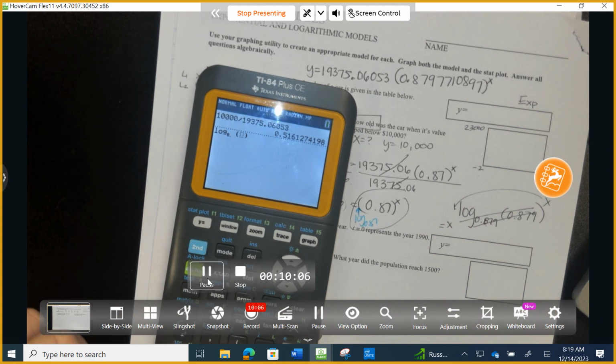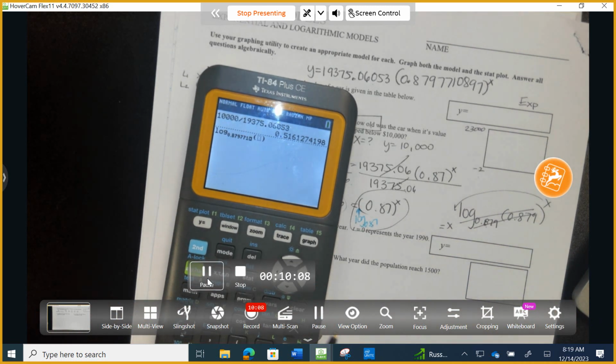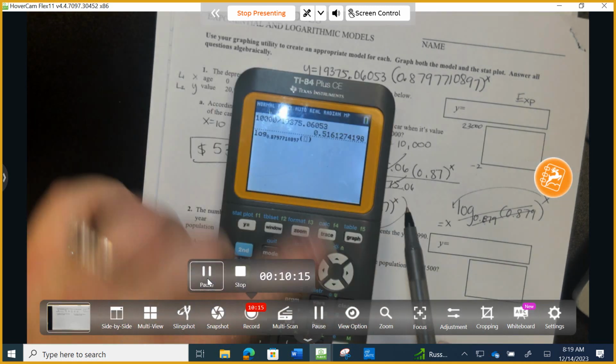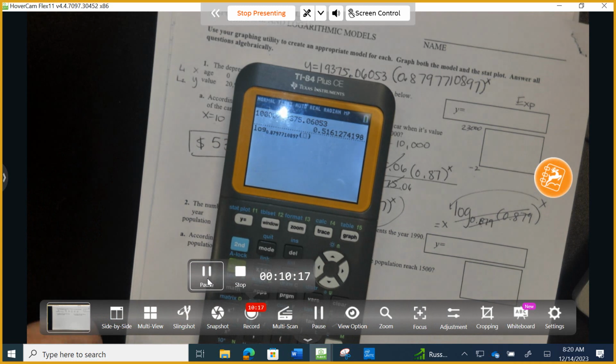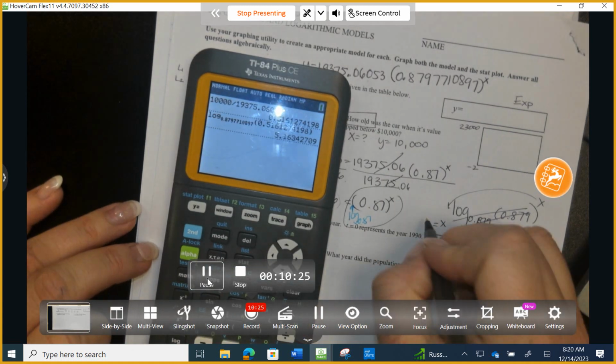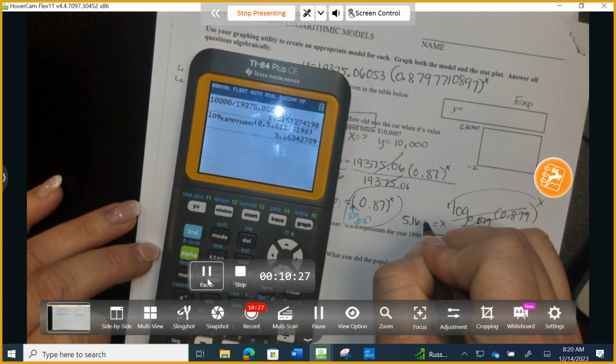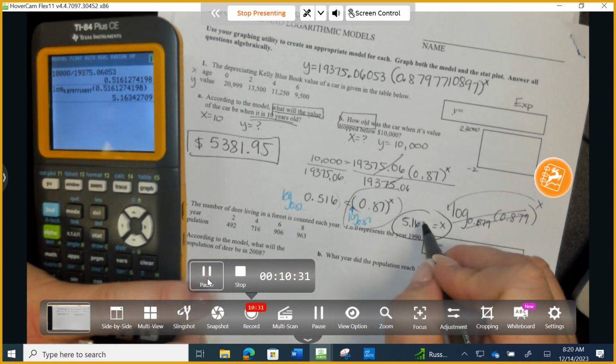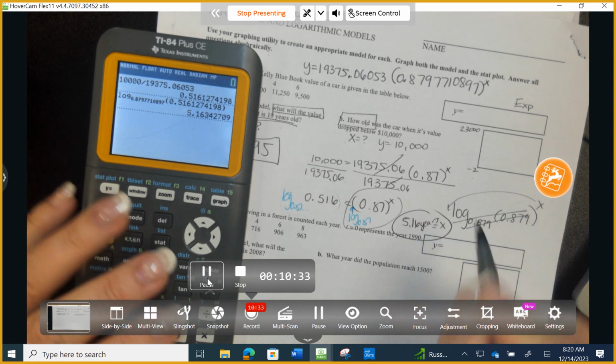So 0.8797710.897. The number behind it is going to be this 5 number, and I'm going to write down the entire thing. It's up above. 0.5161274.198. And now I press enter, and this is my answer. X equals 5.16. Now remember, X is in terms of age, so this is in terms of years.